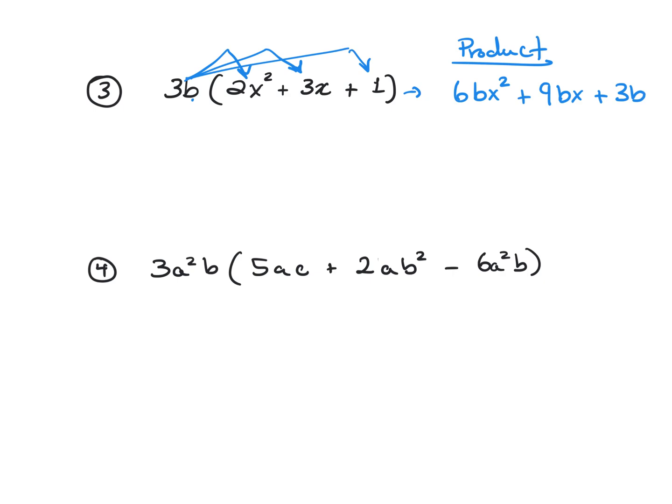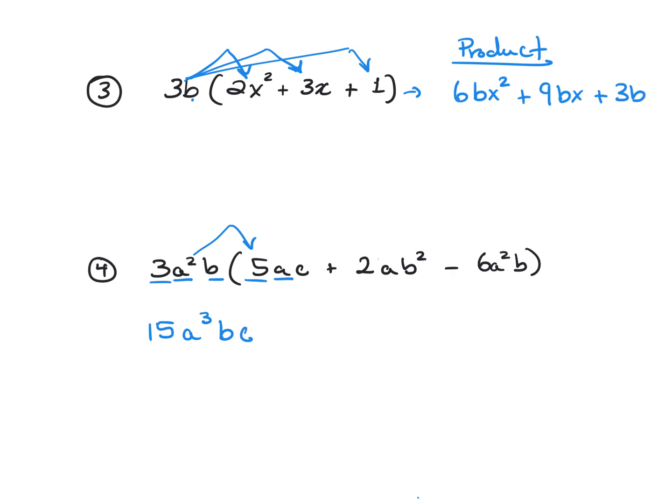So on the last one, to make this as complicated as I possibly can, we're going to distribute something with variables, multiple variables and a number. So here we go. 3a squared b times 5ac. So take it one step at a time. 3 and 5 make 15. a squared and a make a to the third. b times no other b's makes a b. And then you still have a c there.